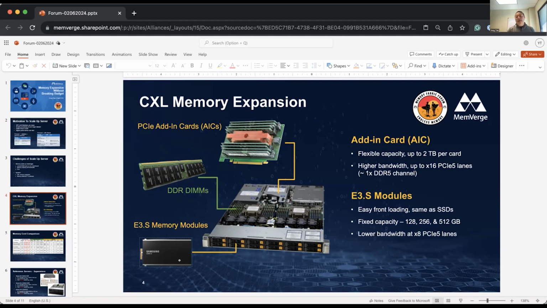Next up is the PCIe add-in card that we can connect onto the PCIe slots. They come with their own DIMM slots, so you have the flexibility to populate them with different densities. They can go up to 2 terabytes per card on these 8 DIMM systems. And in terms of memory bandwidth, they can go up to 16 PCIe lanes, which for reference is about 1 DDR5 channel of bandwidth. I think from a previous presentation, there are other alternatives from a hyperscaler standpoint, with a dedicated connector and board configuration, but from an end user standpoint, these are the more common configurations.